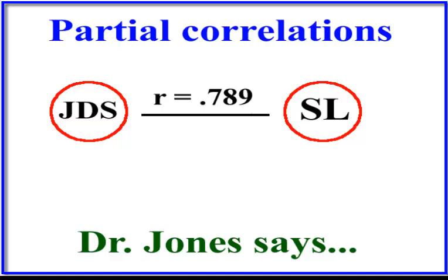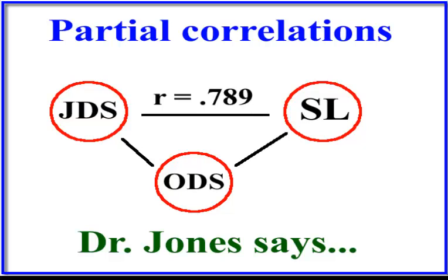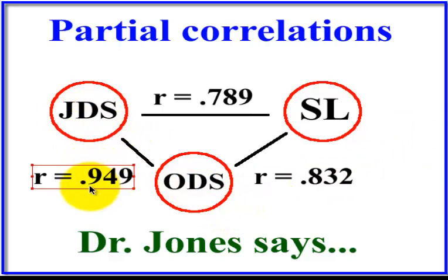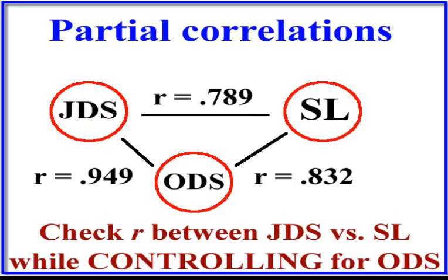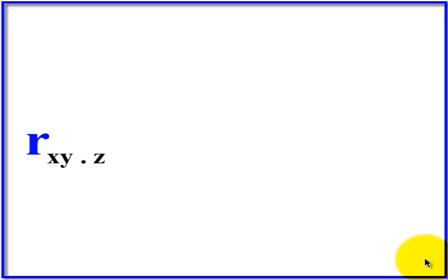Dr. Jones says that there could be something that is interfering with this relationship or being the real cause of this relationship or affecting what's really happening besides the JDS and SL. And he gives correlations between ODS and SL, which is again pretty strong, 0.832, and between ODS and JDS, which is 0.949. These are very strong. So Dr. Jones is saying that you better check the correlation between JDS and SL while controlling for the effect of ODS. We're going to use the following formula to answer this question.